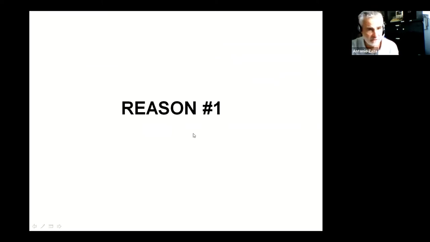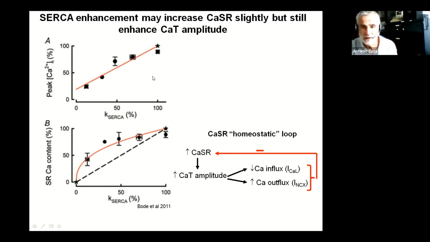And I'll give you four reasons for this. Reason one is that, as very nicely hypothesized and shown by the Manchester group, the relationship between SERCA activity, expressed here as the rate constant of SERCA turnover, so if you increase here, there is an increase in SERCA activity, is related to the sarcoplasmic reticulum calcium content. And as you see here, the relationship is nonlinear, saturating as you approach 100% of SERCA stimulation, which means that above a given level, SERCA stimulation will induce very minor changes in sarcoplasmic reticulum calcium content.